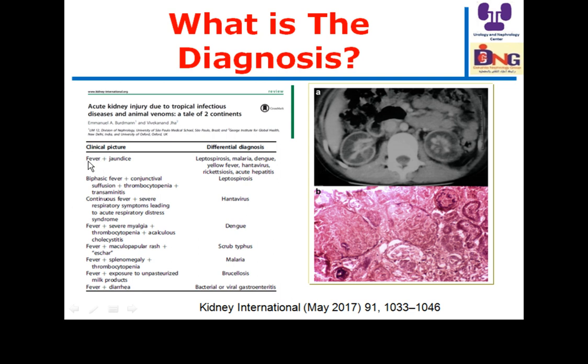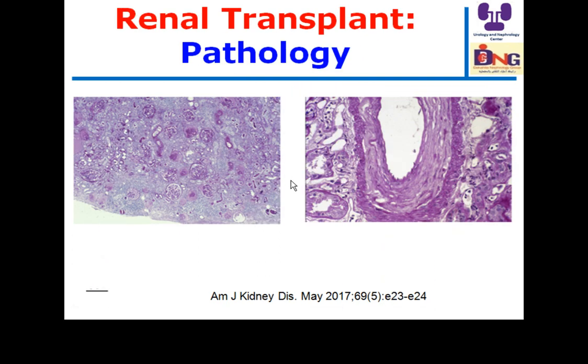So you can hear fever and jaundice: leptospirosis, malaria, dengue, yellow fever, hantavirus. You can go to the combination and look at the diagnosis and differential diagnosis. So it's very interesting. This is a case of renal transplant, and the patient presents with chronic allograft dysfunction.